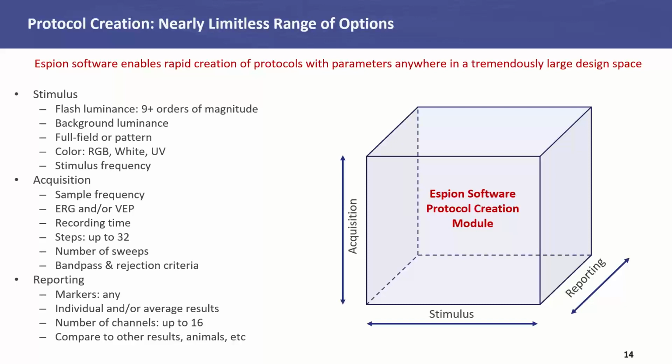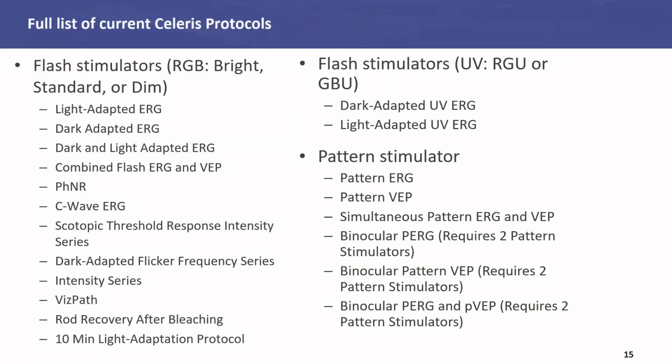Our flash stimulus spans 9 orders of magnitude. The background illumination can be set within 1%. We have tremendous options in terms of acquisition parameters, sample frequency, filter pairs, and reporting as well. So we really do have very powerful software.